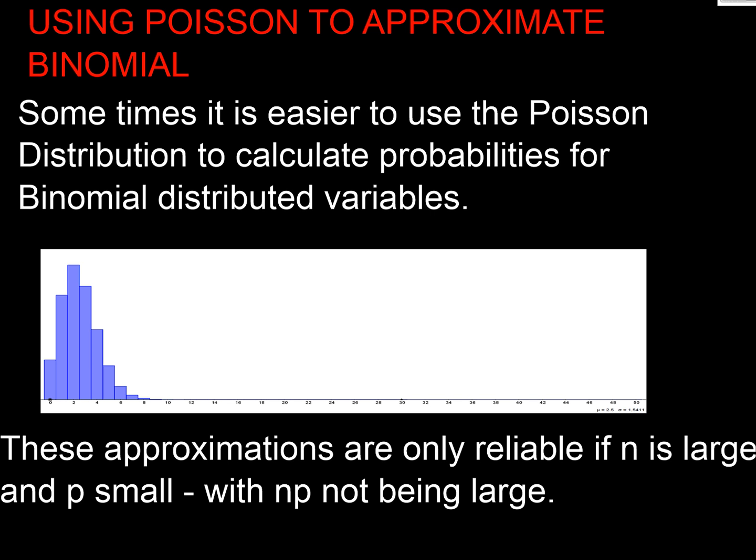Hello. Quick video on using Poisson probabilities to approximate binomials. Historically, it's on occasions been easier to calculate Poisson probabilities than binomial, particularly in the days before we had calculators. And it's possible to do this when we've got binomials that look very much like Poisson, a bit like the one I've got in the diagram here, where the probability of something happening is very low and there's a large number of trials. So we've got this very skewed distribution.